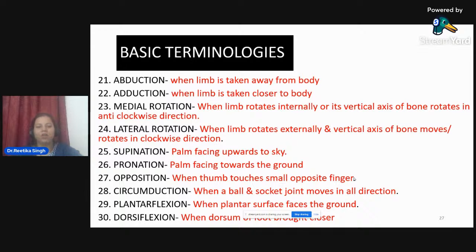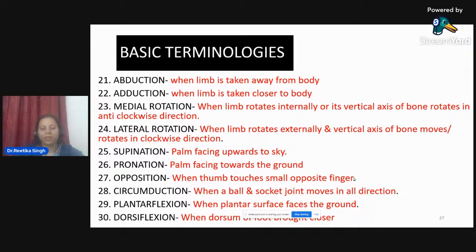Medial rotation, when the limb rotates internally or the vertical axis of the bone rotates in the anti-clockwise direction. Lateral rotation, when the limb rotates externally and rotates in the clockwise direction. Supination, palm facing upward to the sky. Pronation, palm facing towards the ground.